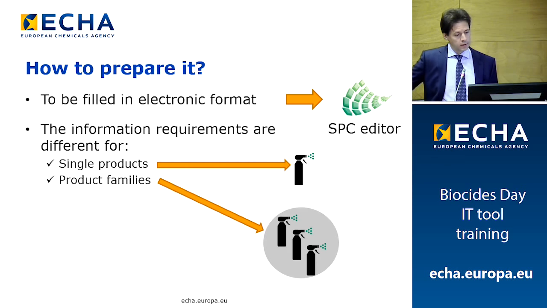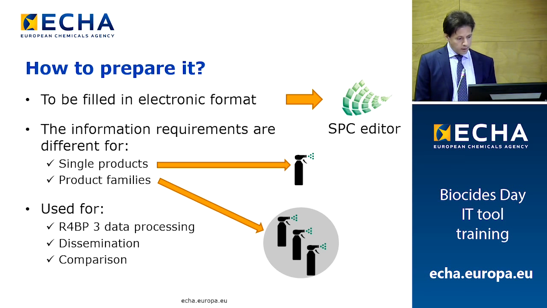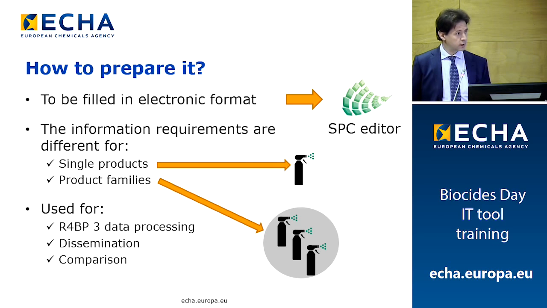You have in the editor, which corresponds also to the document structure, different requirements of information for single products or product families. And we will see later how the editor is structuring the filling in of the information to facilitate you in order to generate the SPCs that are required. So as said, it is used for dissemination. That's why it's quite important that you make sure that only non-confidential information is contained in the SPC.